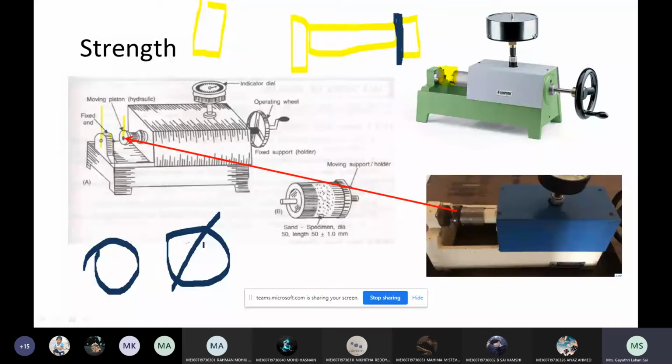So nothing, you will be just rotating it. You will apply force by rotating the lever. Rotate it until it causes a compression failure, right? Then you take the reading. So that is the green compression strength.